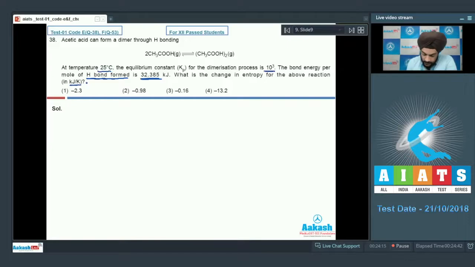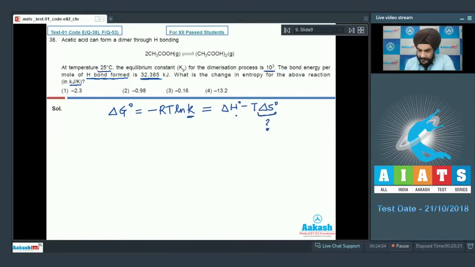So students, we know that delta G naught is equal to minus RT ln K, and it can be also written as equal to delta H minus T delta S, not values of course. So we have to find out the value of delta S naught. We have been given the value of K. We have been given the value of delta H naught indirectly. So let's try and figure out the value of delta H naught first.